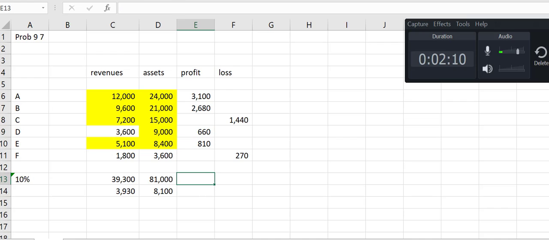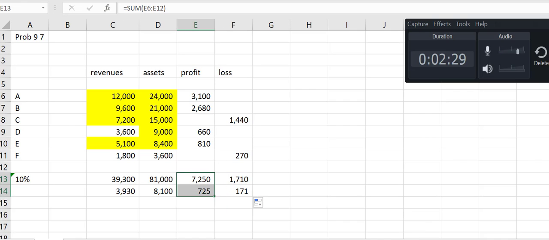Now the profit or loss is a little different in that it's based on absolute values. So you have to add up all of your profitable segments and take 10%. Then you add up all your negative segments and take 10%. And then you pick the greater one.